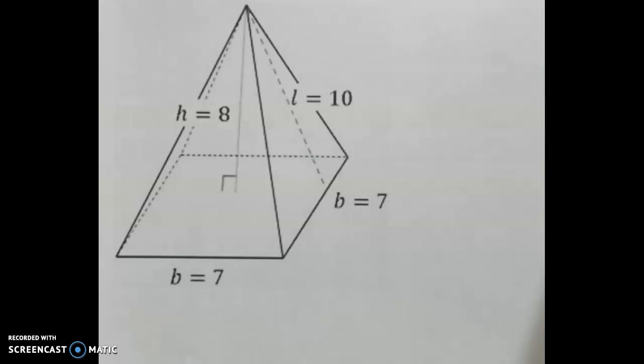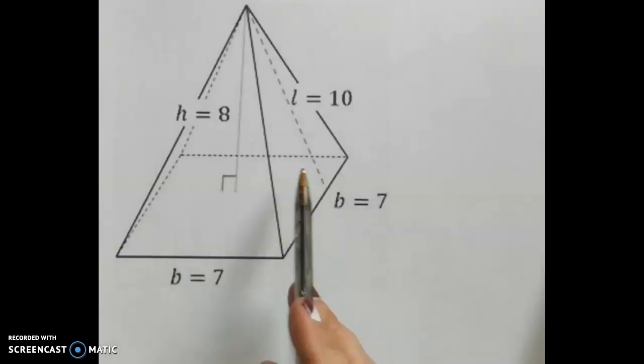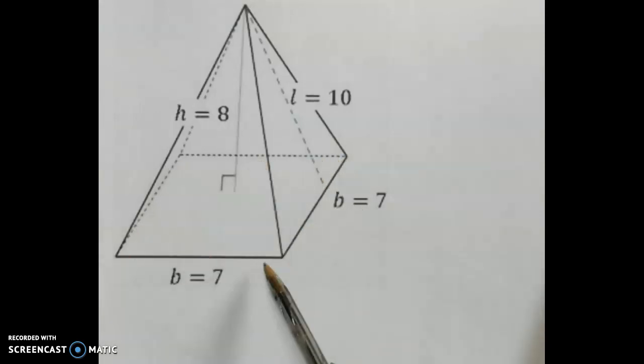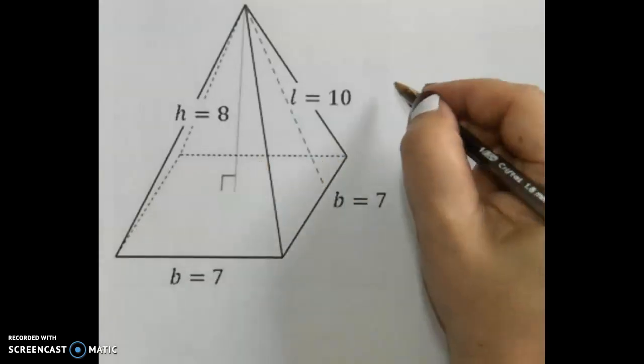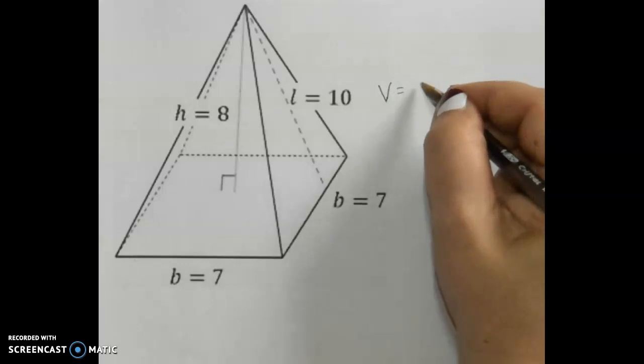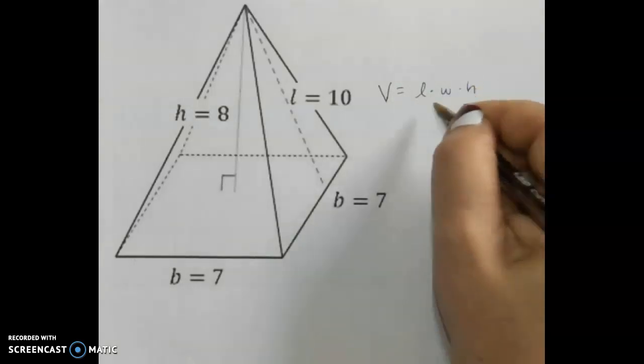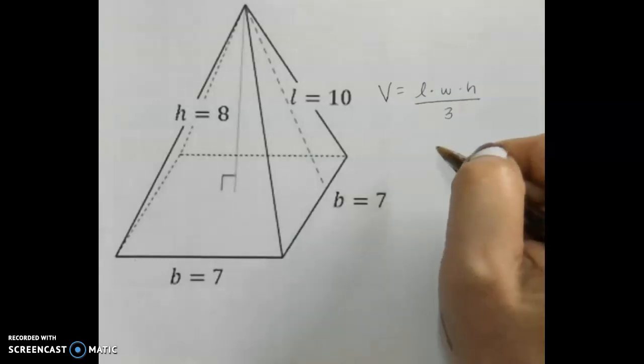All right, ladies and gentlemen, so here's a specific example. We're going to go ahead and find the volume of this pyramid. I can tell that it is a square pyramid because the base, or the bottom of the pyramid, has side lengths that are all going to be the same. Okay, so again, our formula is going to be length times width times height divided by 3.